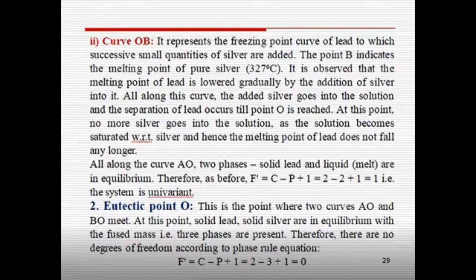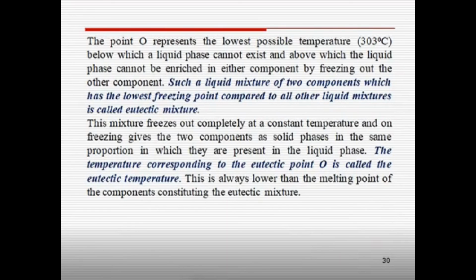Next is the point of intersection O, or eutectic point. This is the point where the two curves AO and BO meet each other. At this point, three phases are in equilibrium: solid lead, solid silver and fused mass, that is liquid state, are in equilibrium with each other. Therefore, from the reduced phase rule equation, we have F dash is equal to 0. That is, at point O, we have 0 or no degree of freedom.